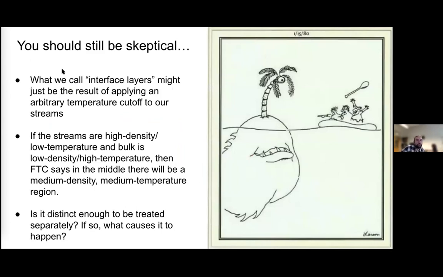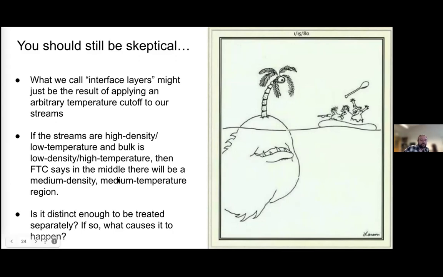So you should still be a little bit skeptical of this interface layer story, though, because what we call an interface layer might just be the result of applying this arbitrary temperature cutoff to our streams, right? We said above 10 to the 5.3 is one thing, below 10 to the 5.3 is another thing. That's like saying we're looking at this object and we've put a water line in here, and then we're saying, okay, this is clearly one object, this is clearly another object, but we drew the line ourselves. So are we sure that that's a real effect?